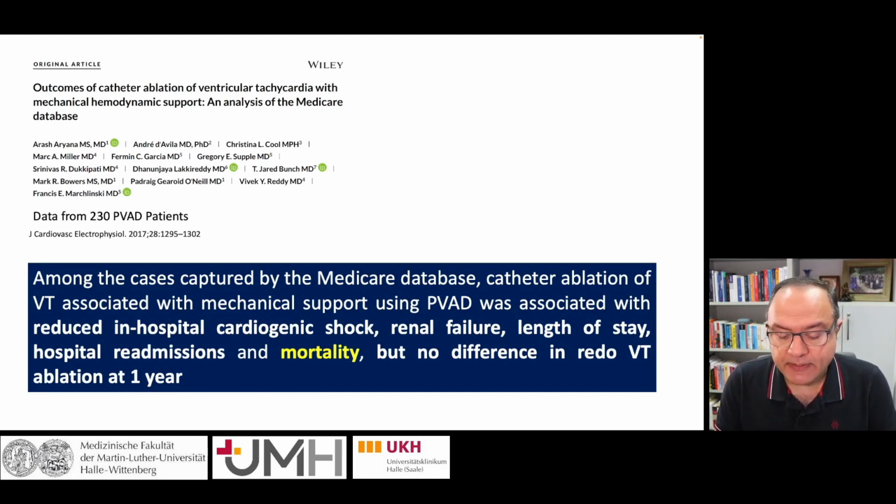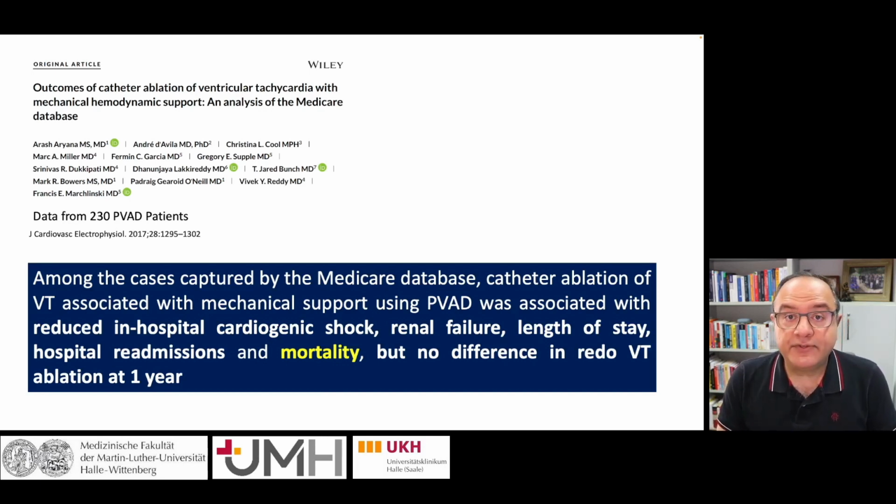Catheter ablation of VT associated with mechanical support was associated with reduced in-hospital cardiogenic shock, renal failure, length of stay, hospital readmission, and also mortality during follow-up, but hemodynamic support made no difference with respect to redo VT ablation at 1 year.